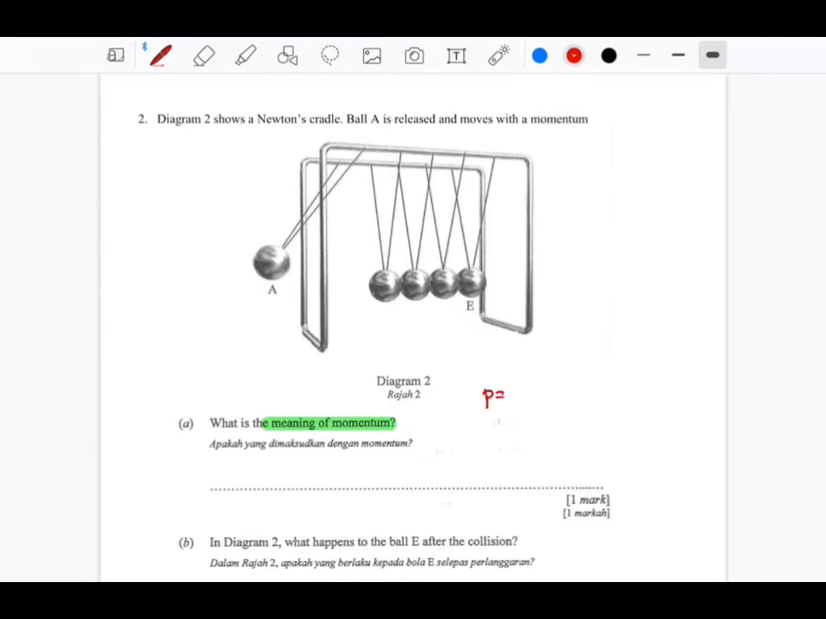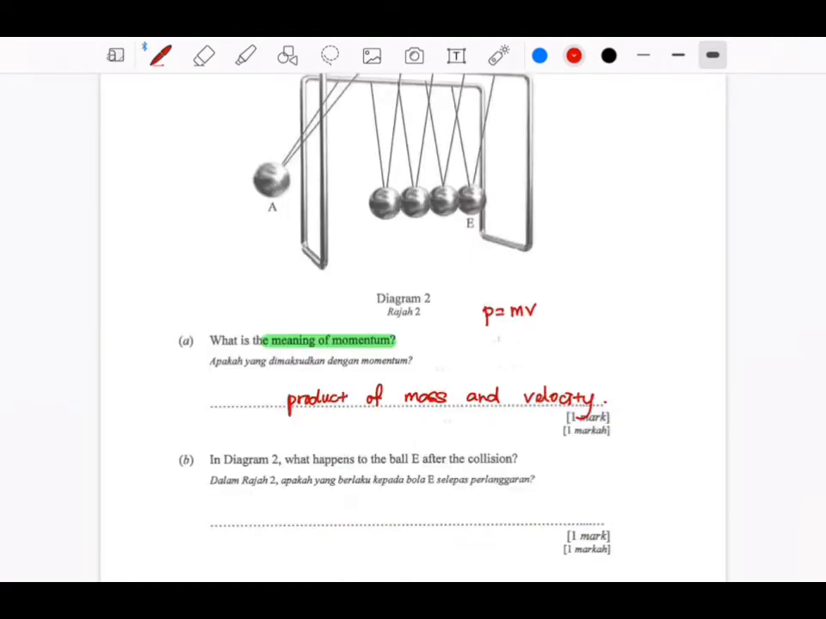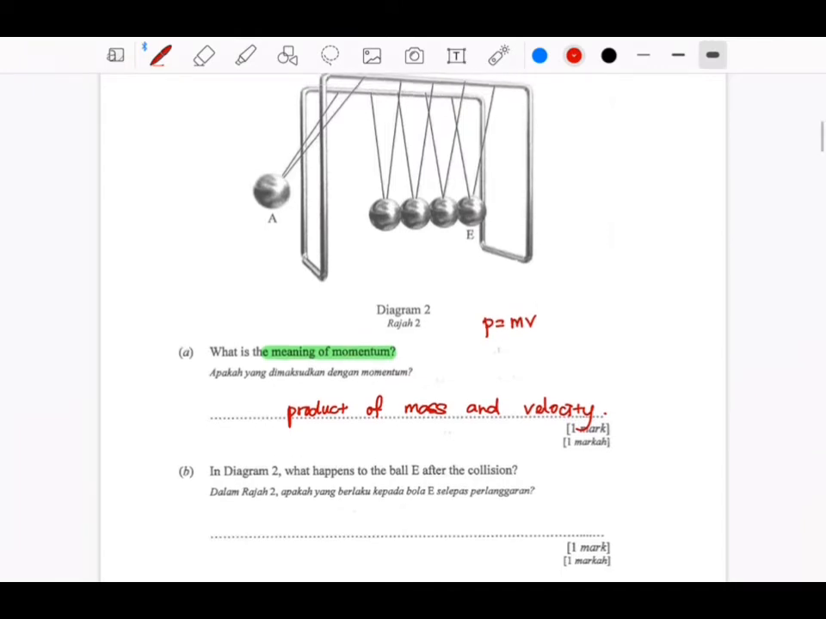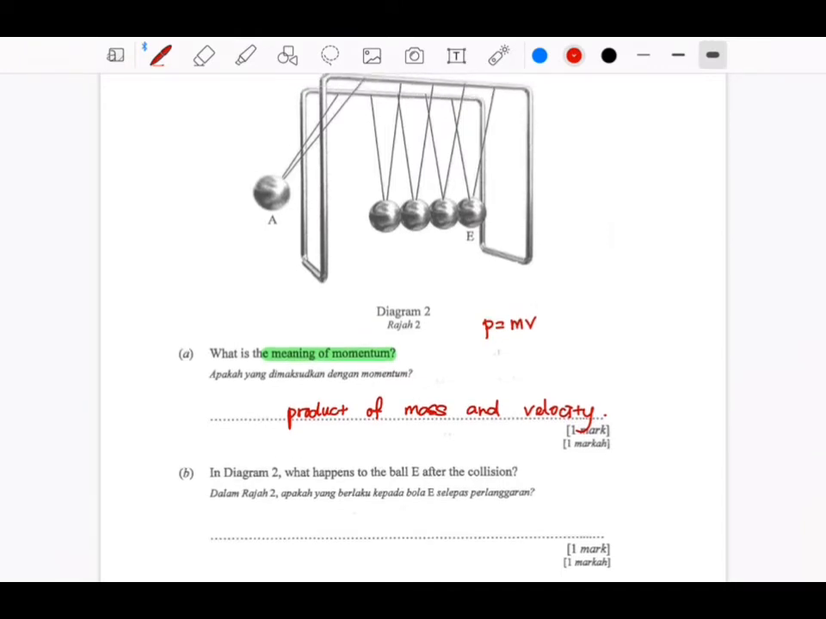So momentum, we do have a formula. Momentum is mass multiply velocity. So this is the definition. Momentum is the product of mass and velocity. That's all. So in diagram 2, what happened to the ball E after the collision?